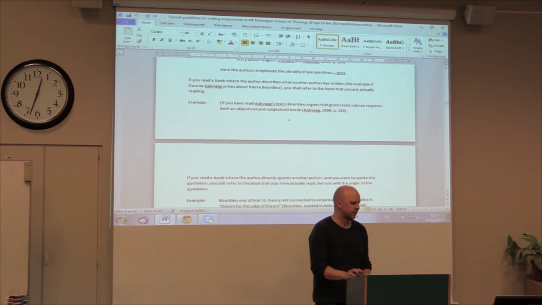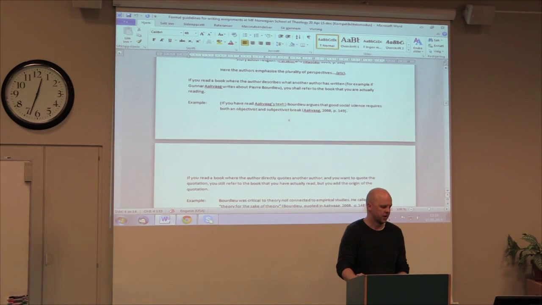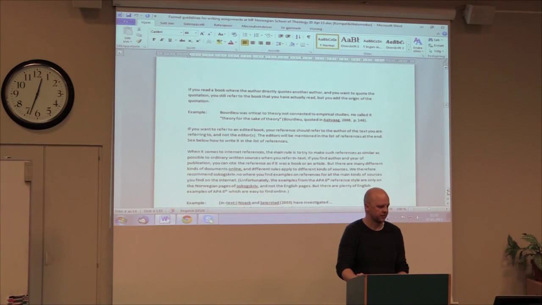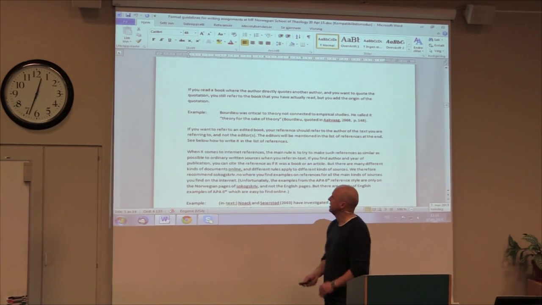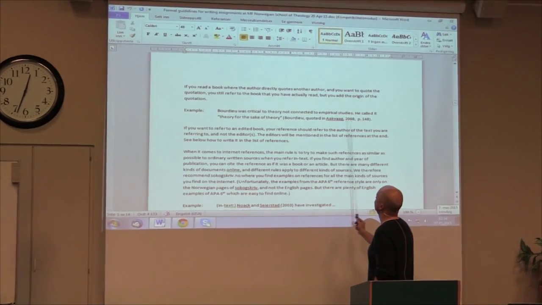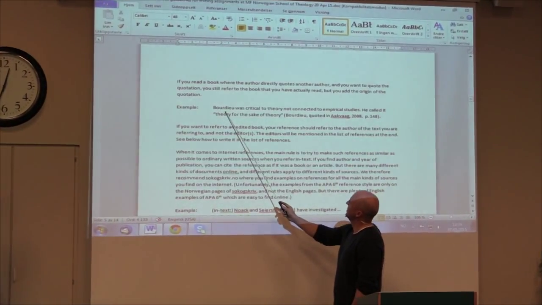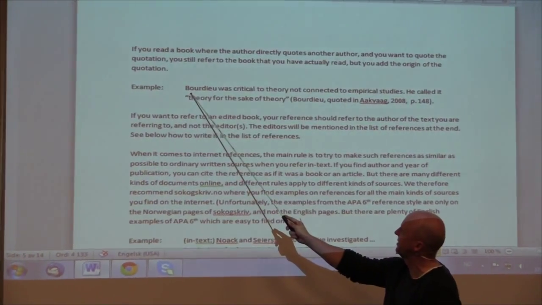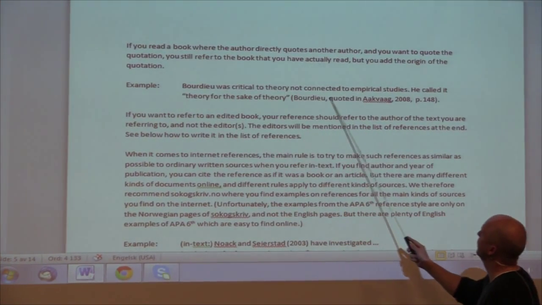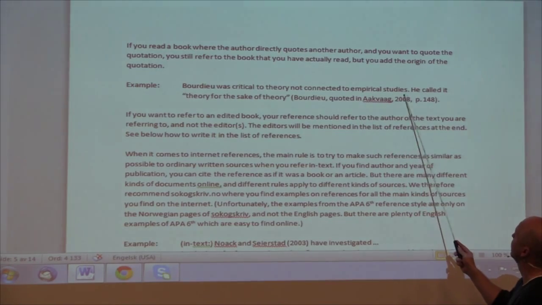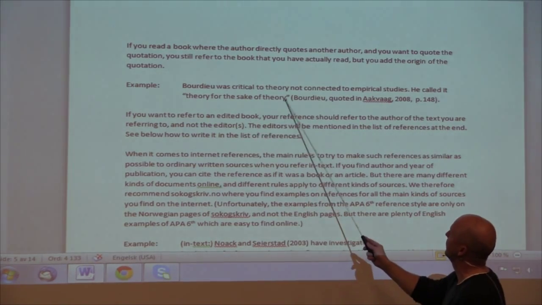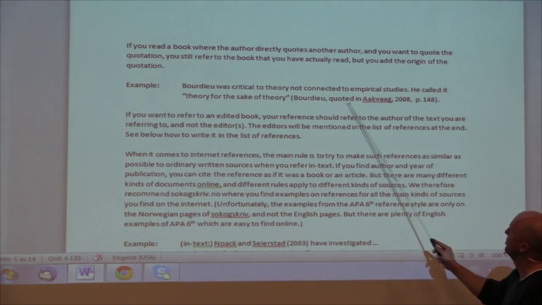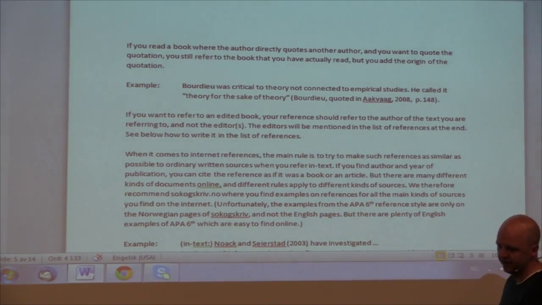If it's a direct quotation, where one author is quoting another author and you want to use this original quote, then again, you put both persons in the reference. So let's say that Åkvåg has quoted Bourdieu. Then it will be like this. Bourdieu was critical to the theory not connected to empirical studies. He called it theory for the sake of theory. That's a quotation, and it's made by Bourdieu, quoted in Åkvåg, and then year and page.